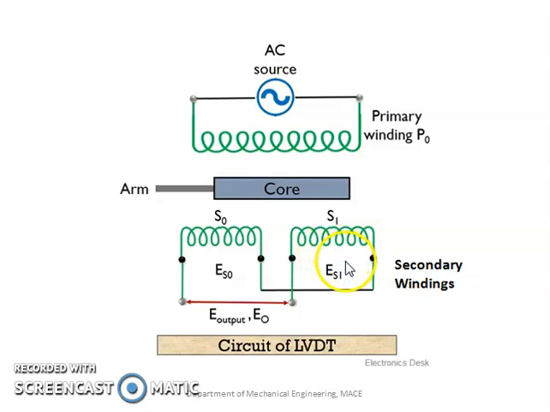This is the circuit. So it has a primary winding, then two secondary windings of equal number of turns. Another component is a core. This is a ferromagnetic core, and this core will move left and right inside. So this is the circuit. Now in the next slide we will see the arrangement or construction of LVDT.